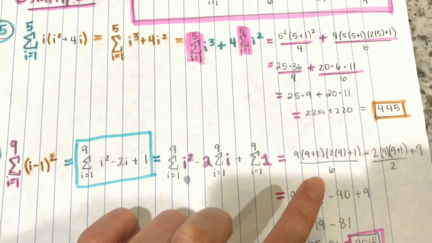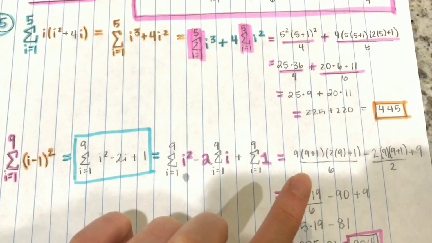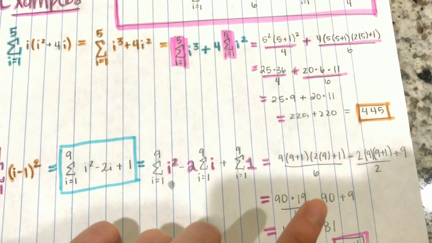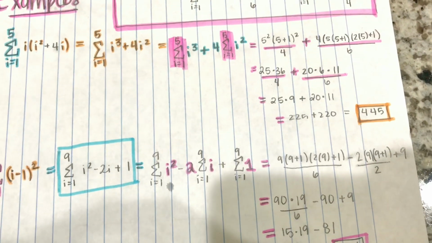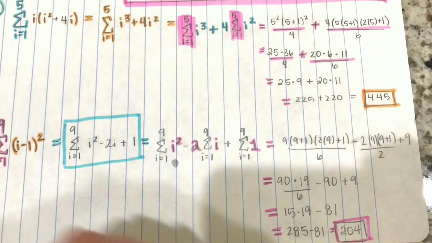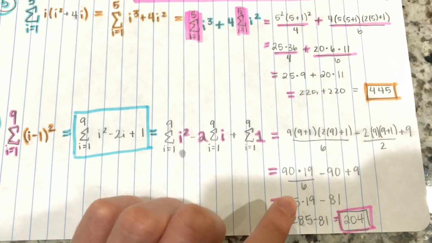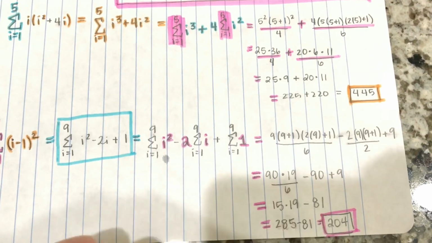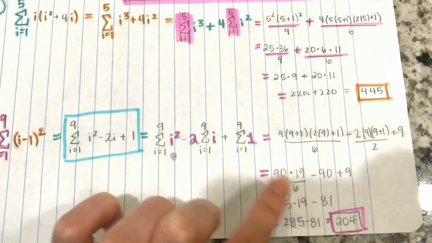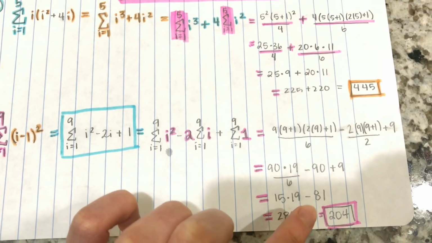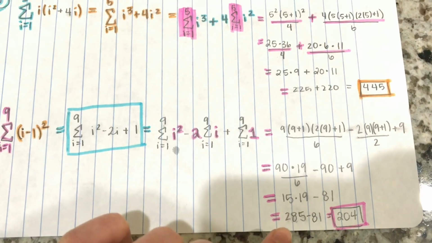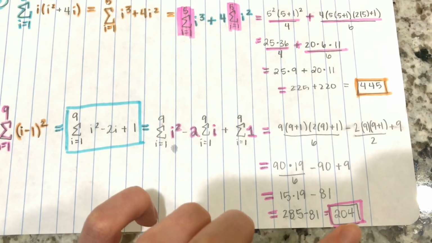I used the formulas that we learned. So that is 9 times 9 plus 1 times 2 times 9 plus 1 divided by 6 minus 2 times 9 plus 1 divided by 2 plus 9. Simplified that. That's 90 times 19 divided by 6 minus 90 plus 9. And I factored out a 6, so that becomes 15 times 19 minus 81. And 15 times 19 is 285 minus 81, which is 204.